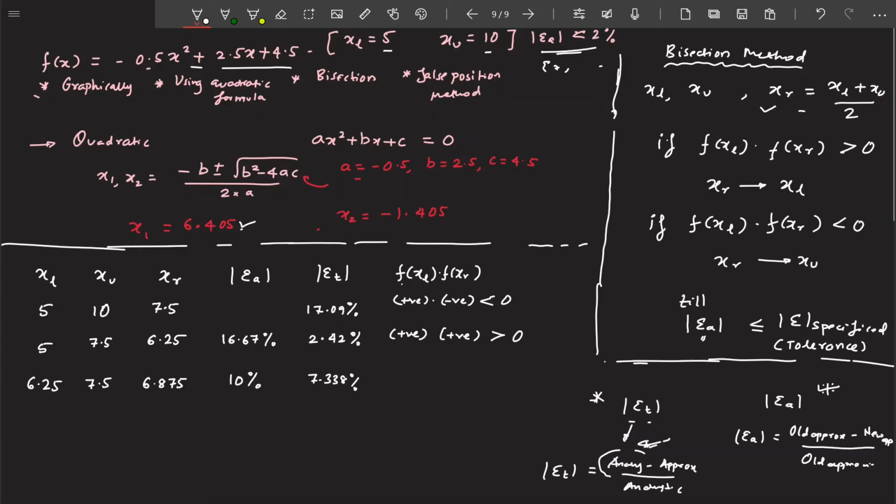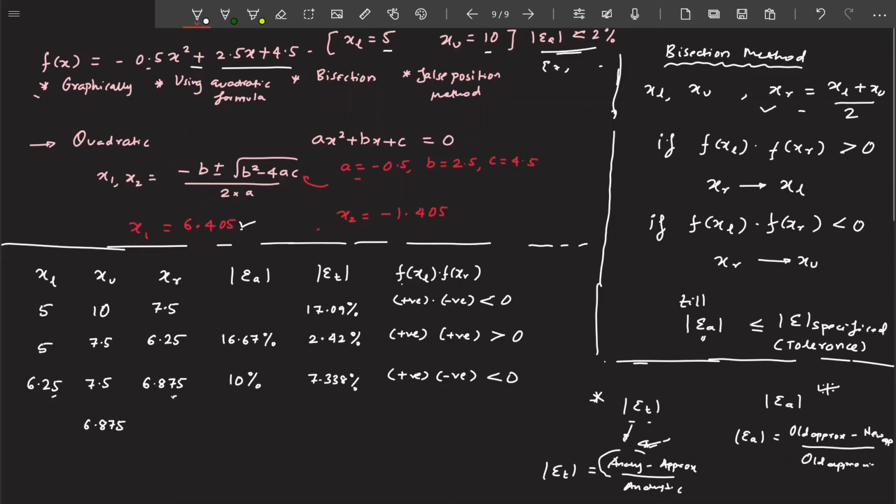Again, when you put the values of XL and XR in your F function and see the sign, you'll see that this is going to be positive, this is going to be negative, and the product comes out to be negative. So whenever it is negative, again your XR will become your XU, so this is going to be 6.875. We are not going to stop here because this is still 10%. We want it to be less than 2%.